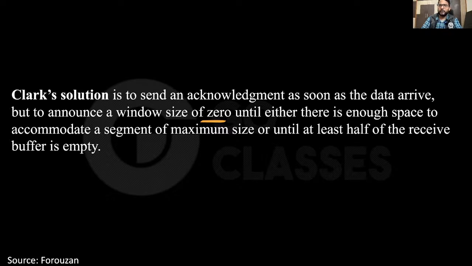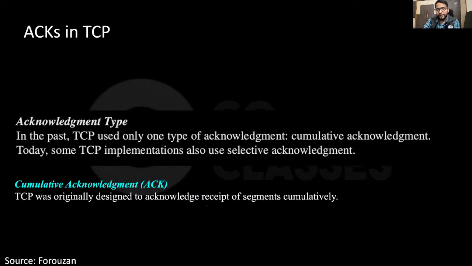So let me know if you have understood the things. Cool. Now let's just continue. So basically, this is called silly window syndrome. Now let me tell you how the ACK behaves. As you already know, the ACK is cumulative, but let me just tell you a little bit more detail. Okay. So ACKs are cumulative.